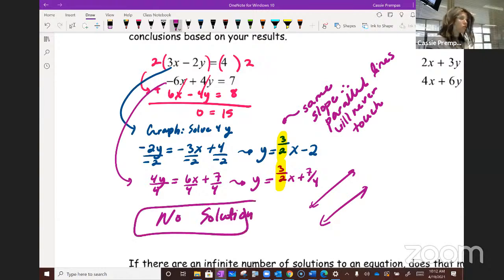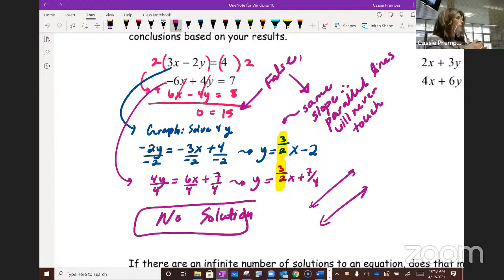Whether you're solving this graphically, you'll find lines that don't touch. Algebraically, you will end up with a false statement. If it's false, then you know this situation is occurring. Same slope lines, they're parallel, so they will never touch. I never want you to answer false. You have to answer what's happening here. No solution. There's no place that these two lines touch.